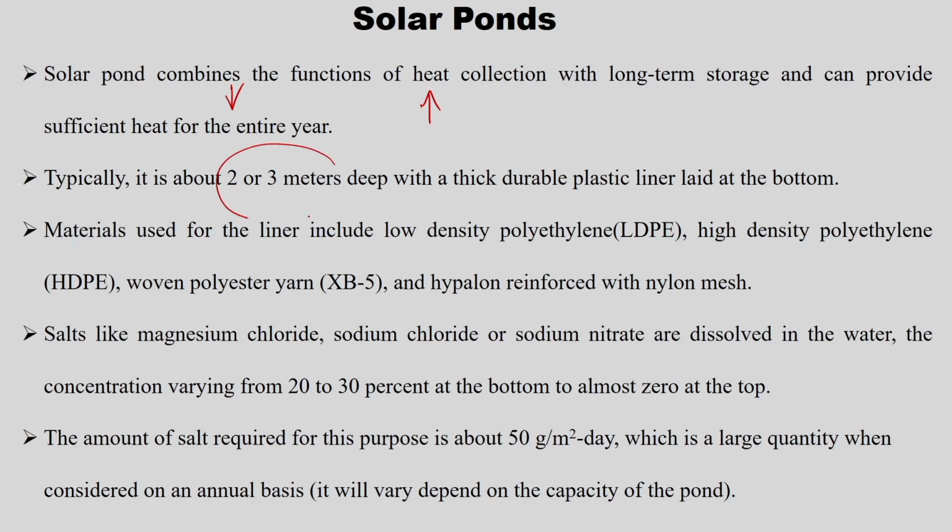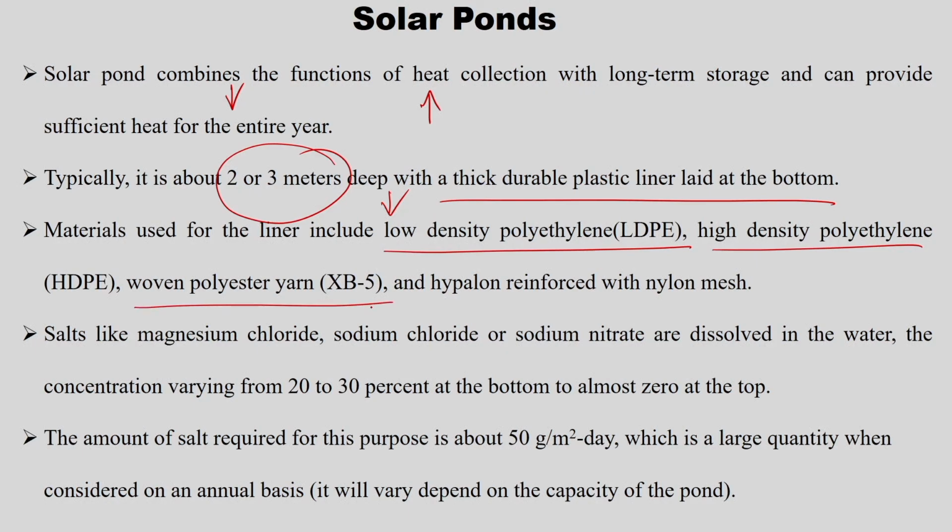Typically they are 2 to 3 meters deep with a thick durable plastic liner laid at the bottom. Materials used for the liner include LDPE, low density polyethylene, and high density polyethylene, HDPE, woven polyester yarn, and Hypalon reinforced with nylon mesh. Some of the material can be black coated as well to trap higher solar radiation.